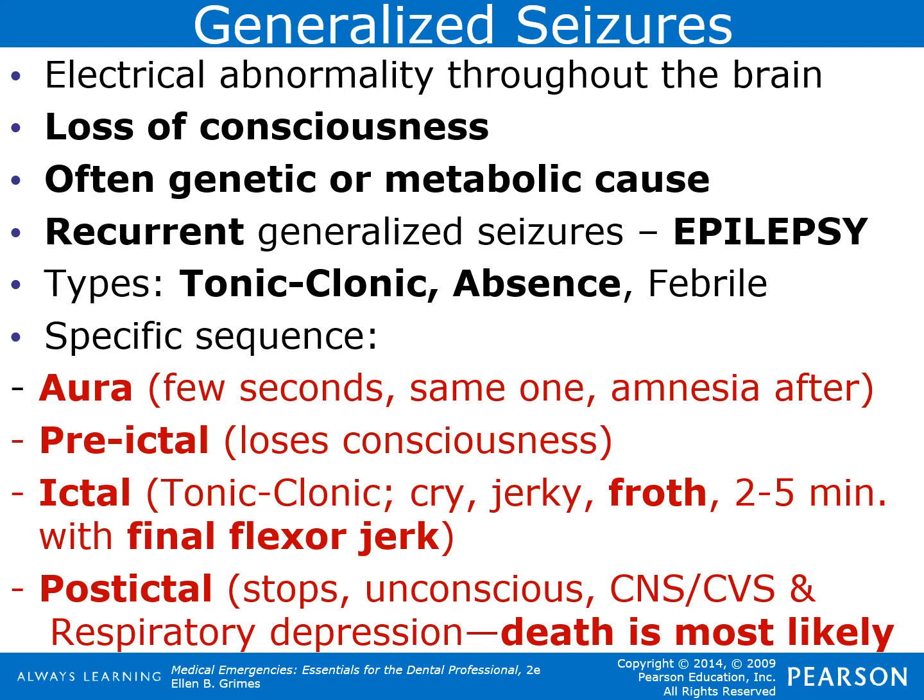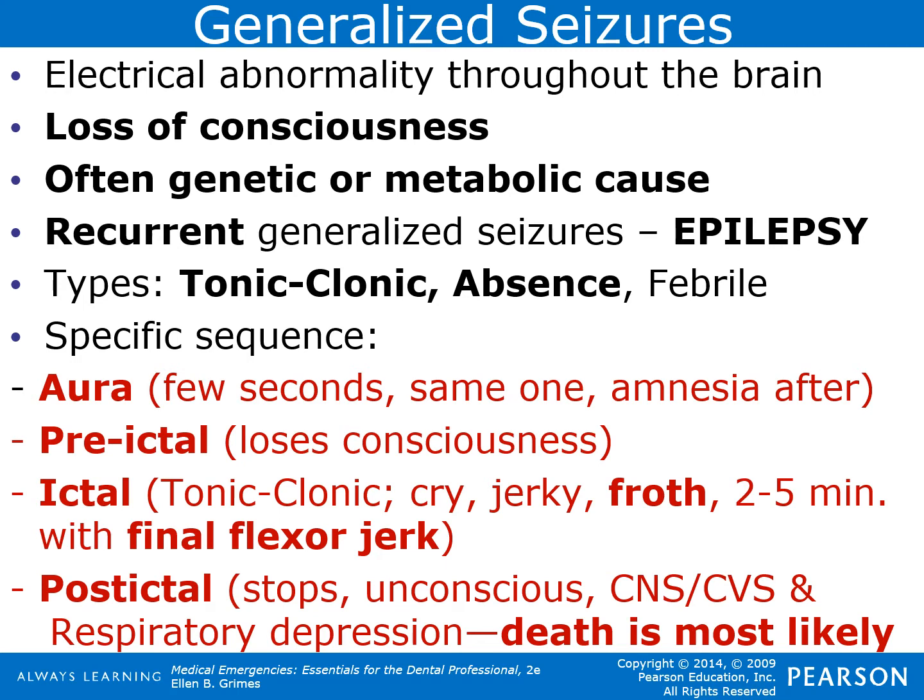And they always go in a specific sequence. All of those, tonic-clonic, absence, febrile, these generalized seizures. First, you have an aura, which can be a few seconds. You can have the same one even all the time, but you have amnesia afterwards. I always thought it a little odd, how do they know you're having the same one if you have amnesia afterwards, but that's just me.